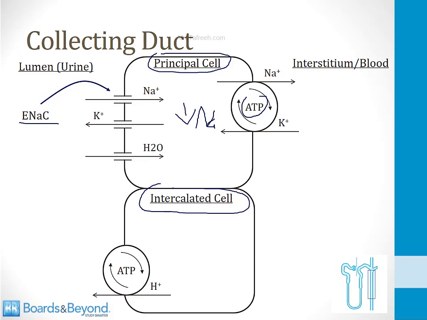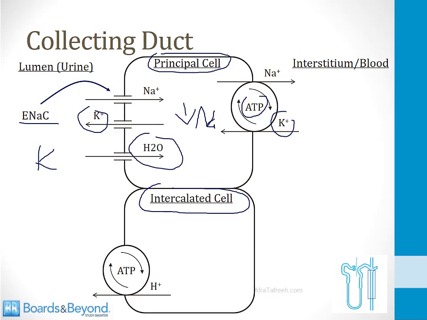ENaC stands for epithelial sodium channel, and we'll talk about later how this is an important channel because its activity is regulated by aldosterone. In addition, potassium enters the cell via the sodium pump and then can exit into the lumen via a potassium channel. And so in this manner, the collecting duct is important for the secretion of potassium in the setting of high potassium states in the body. And then finally, the principal cells are also important for the reabsorption of water. And I'll talk more about that in a minute because this reabsorption of water is modulated by antidiuretic hormone.